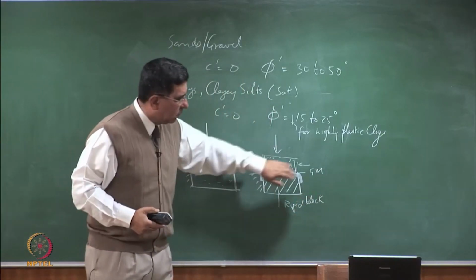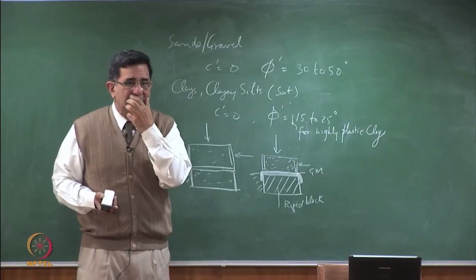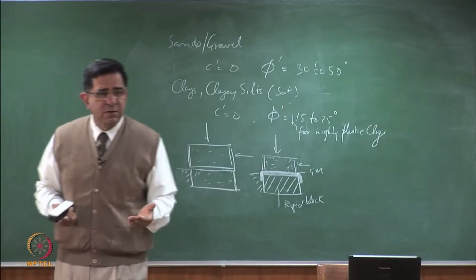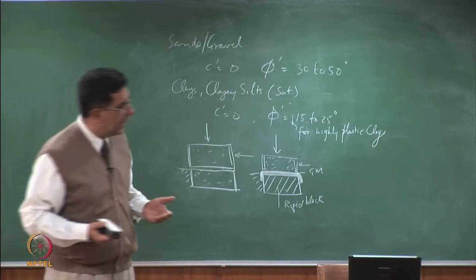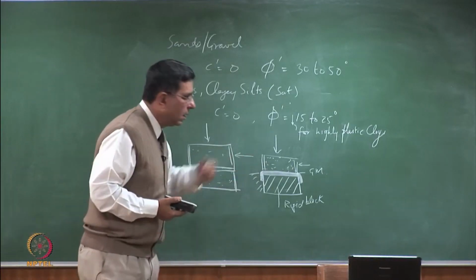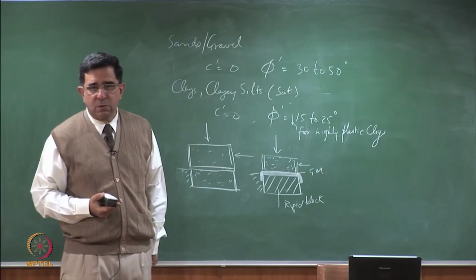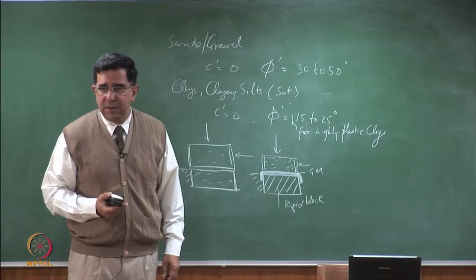And the sand will impinge on it and I'll move it, and I can get the angle of shearing resistance by doing 3 tests. So this is a modified direct shear test. It is also called the interface shear test, which we do. So with this I can find out the interface shear angle. This interface shear angle is used for the purpose of stability analysis.